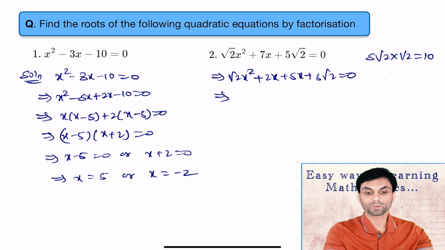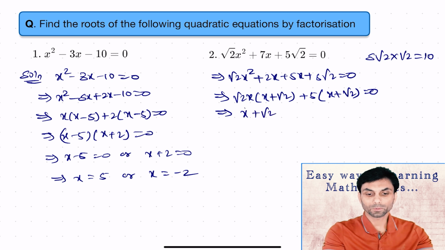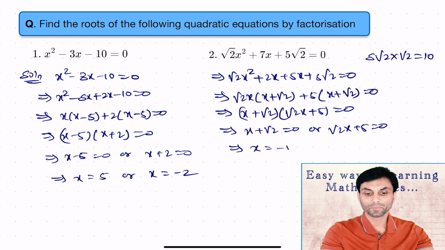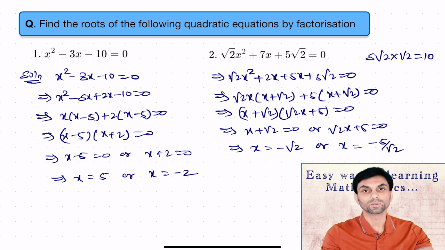Now taking common from group of terms, we'll get root 2x, it will be x plus root 2, and 5 common here, x plus root 2, which is equals to 0. Further, we can see that x plus root 2 is a common factor between these two terms, so we can write it as x plus root 2 into root 2x plus 5 equals to 0. Now equate each factor to 0. We'll get x equals negative root 2, or root 2x plus 5 equals to 0, so x will be equal to negative 5 upon root 2. So these are the roots of this particular equation.